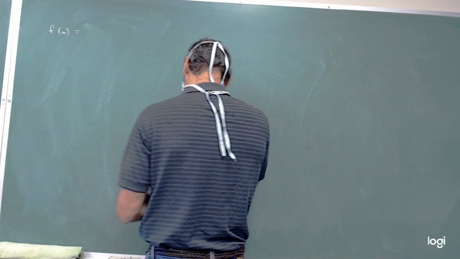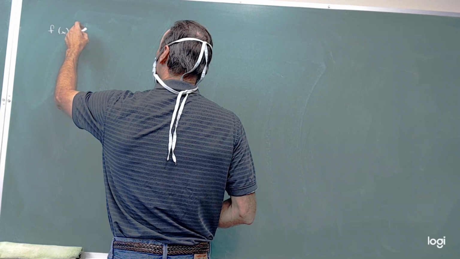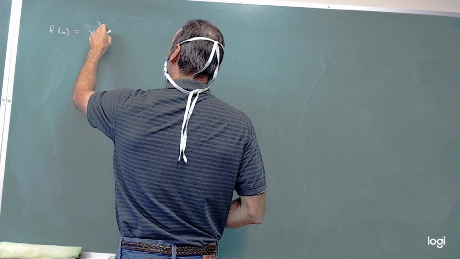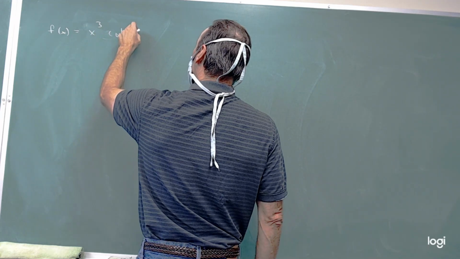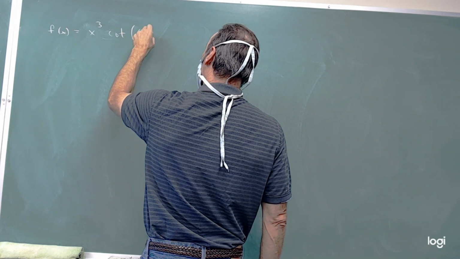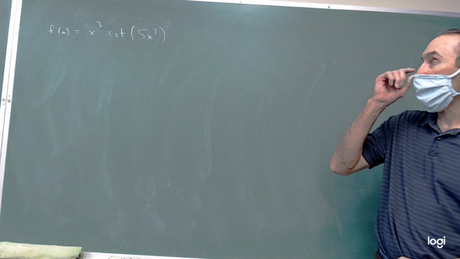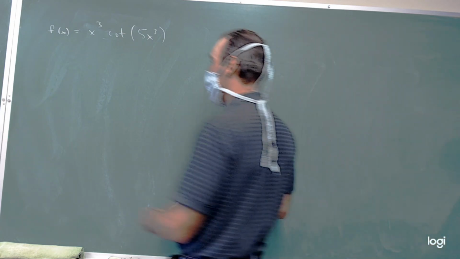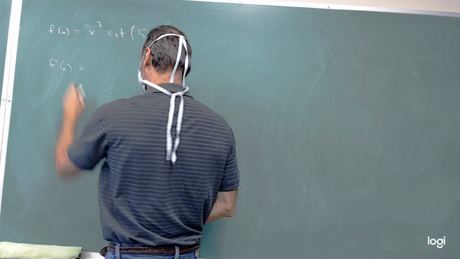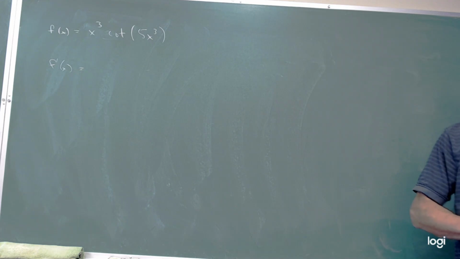Oh, okay. So let's see. We'll do a little product rule maybe together with a little chain rule. See what we can do with that. So we got x to the third times cotangent of 5x cubed. See if we can find F prime of x. Cosecant squared.